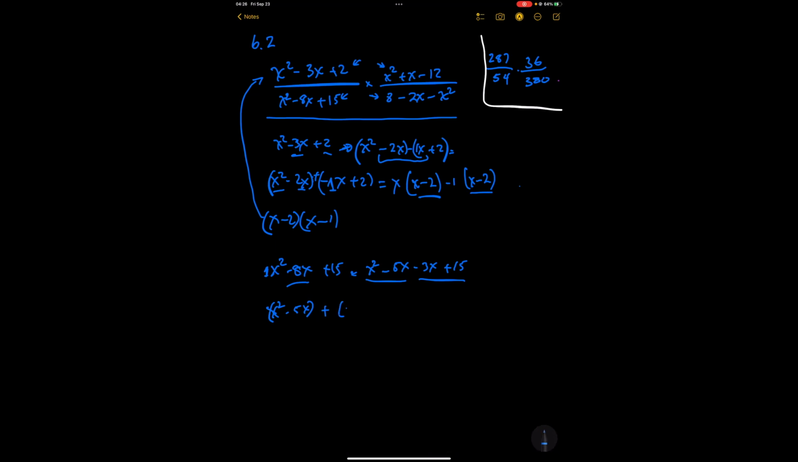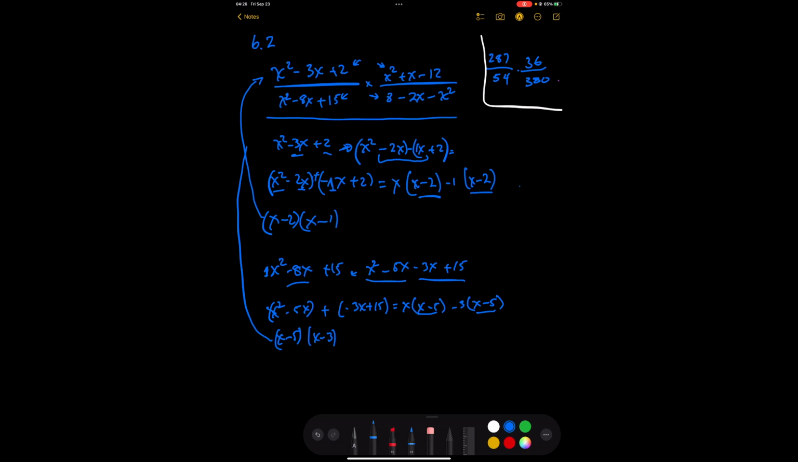Plus a -3x plus 15. So I get x, factor out x minus 5, minus 3x minus 5. And I'm going to factor out x minus 5, so I get x minus 5, factor x minus 3. And this one is for, actually no, let me not use that color. Actually, let me use a different color.